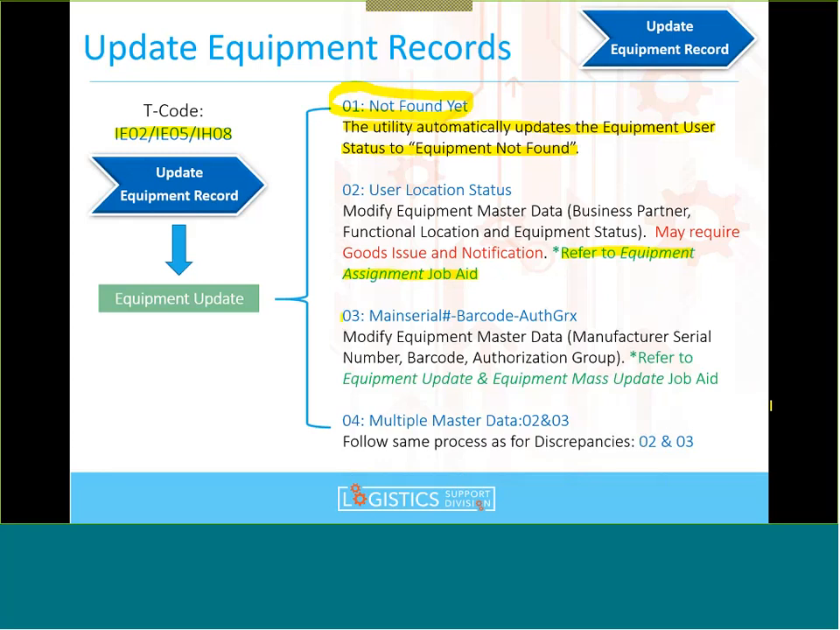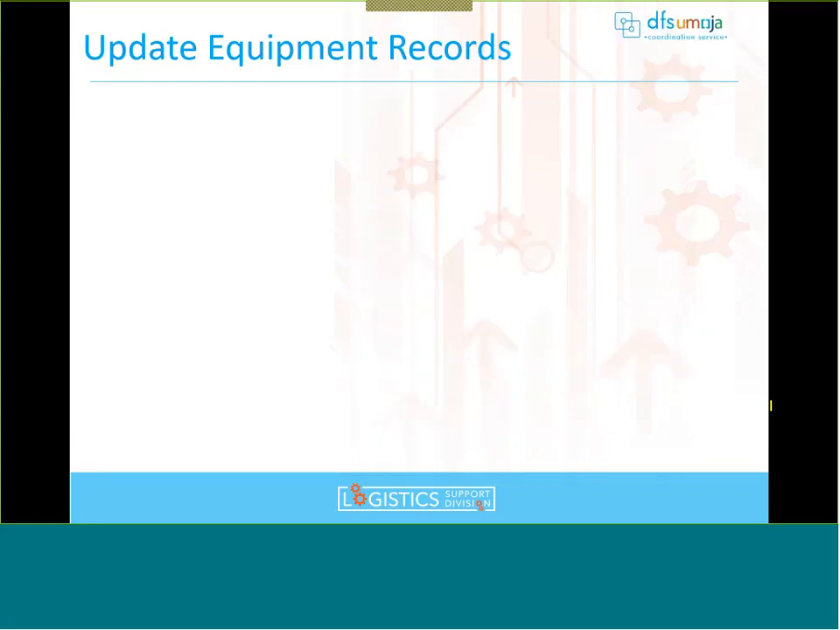Then for discrepancy 03, when we're modifying manufacturer serial number, barcode, authorization group, the job aid indicates to refer to equipment update and equipment mass update if you're having any issues. And again, then we have discrepancy 04, so we follow the same process as 02 and 03. So I believe this is quite clear, and we'll move on to our next slide.